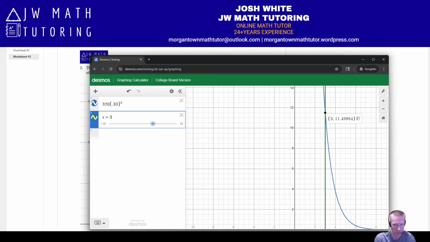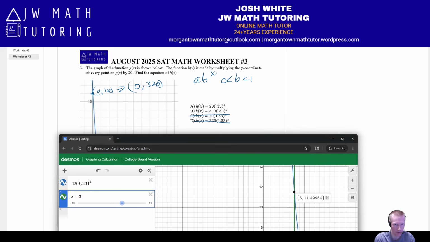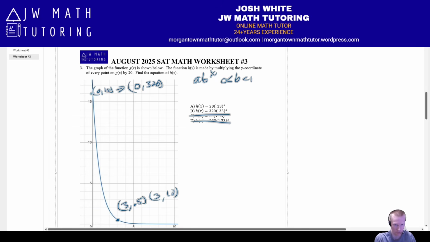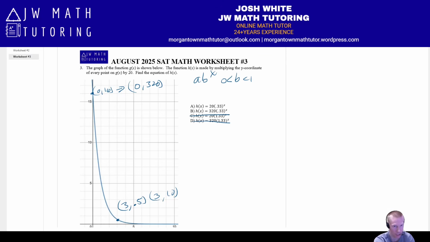And because when you check the other answer choices, none of them for the x value of 3 are going to have a value that is anywhere near 10. You know what I mean? They're all going to be significantly larger or significantly smaller. So this is how I would approach this question: finding a point or points, multiplying the y-coordinate by 20, and then graphing out the answers and evaluating them, seeing which one goes through that point or points.